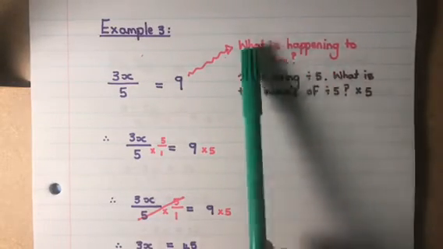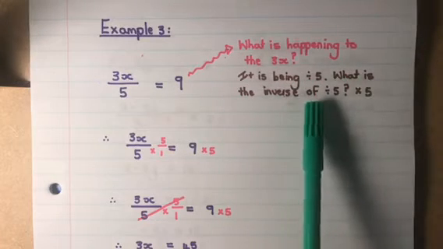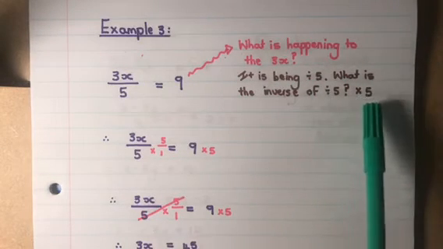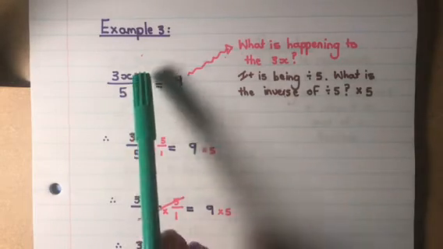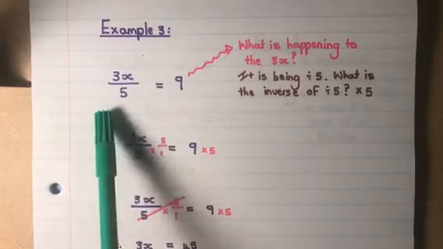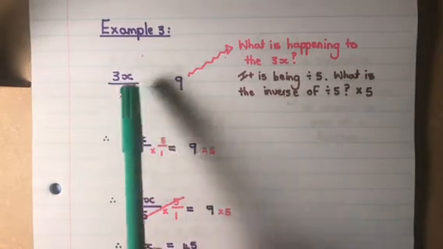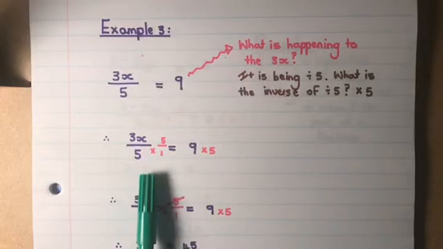Let me just follow these rules. What is happening to 3x? It is being divided by 5. What is the inverse of division by 5? Multiplication by 5. So we have to multiply by 5. To get the divided by 5 away, we times by 5. So that will cancel out, like I showed you.